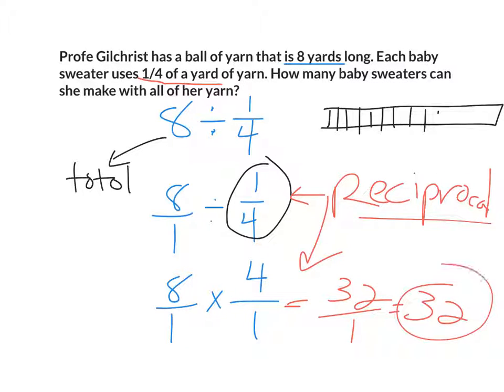The answer is I could make 32 baby sweaters with all of the yarn if each baby sweater required 1/4 of a yard, and I had 8 yards all together. So I could make 32 baby sweaters. Awesome.